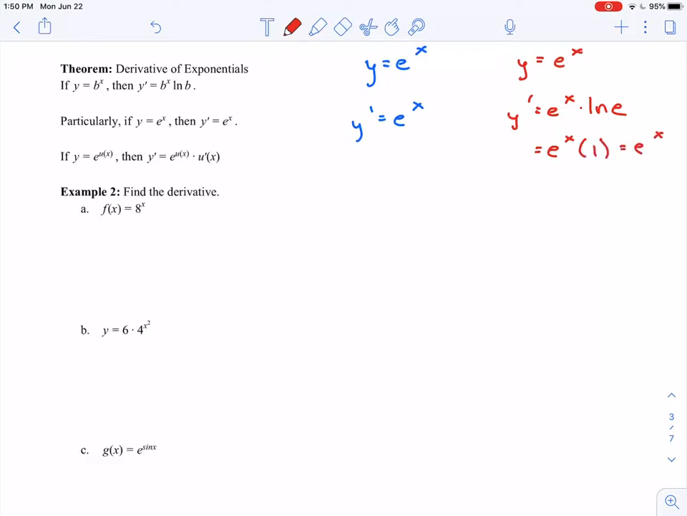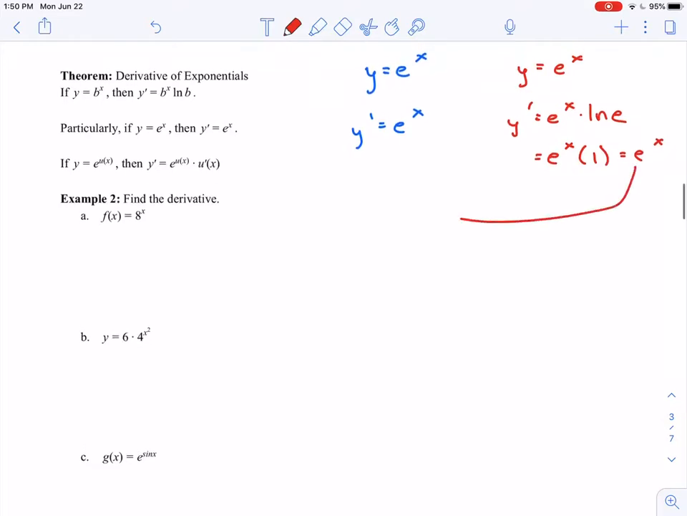So hey, we get the same derivative of e to the x if we use this formula here, or if we just use the shortcut, well, we know that the derivative of e to the x is e to the x. We can also extend the chain rule here.